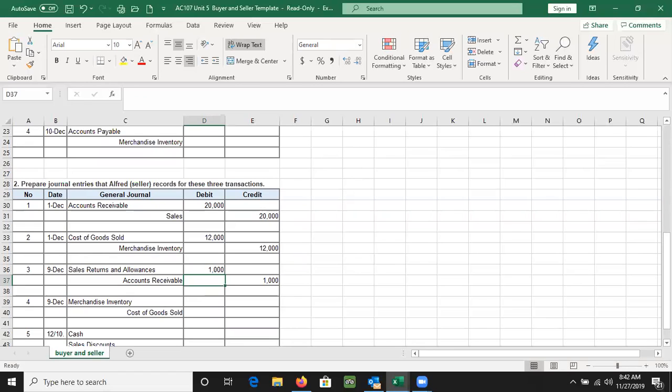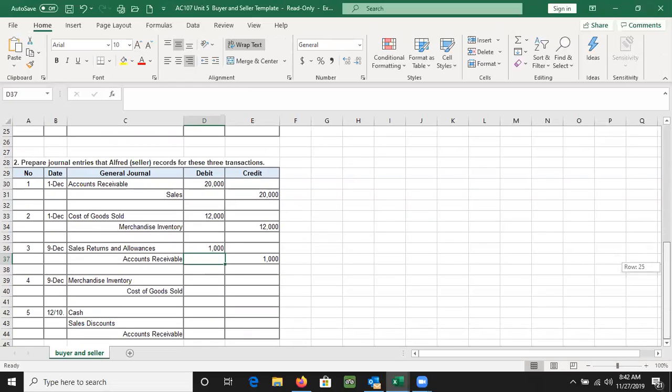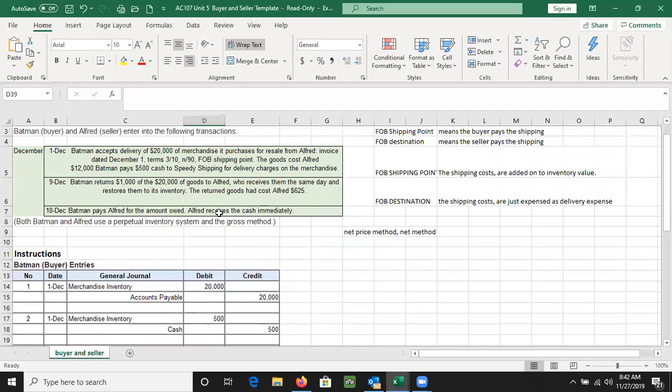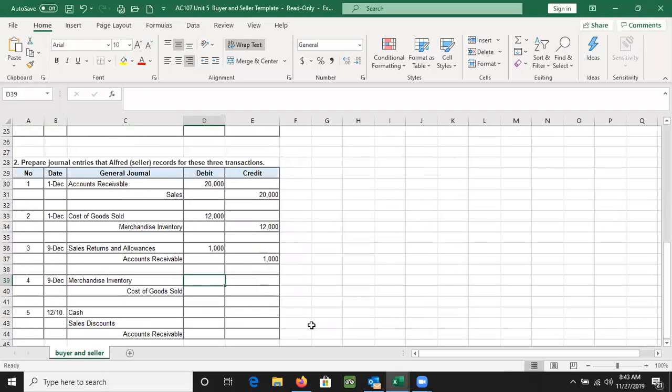So you debit that, and what it's going to do is offset revenue on the income statement for Alfred Company. What Alfred also has to do is recognize that he's getting back some of his inventory. That's why it says the returned goods had cost Alfred $625. So that means Alfred's inventory is increasing by $625, and the cost of goods sold that he recognized up here is actually not $12,000 because $625 has been returned. So it has to be decreased. Okay, almost done.